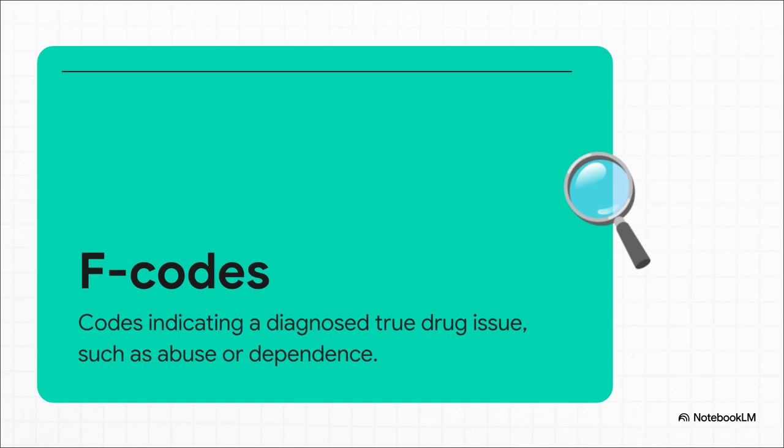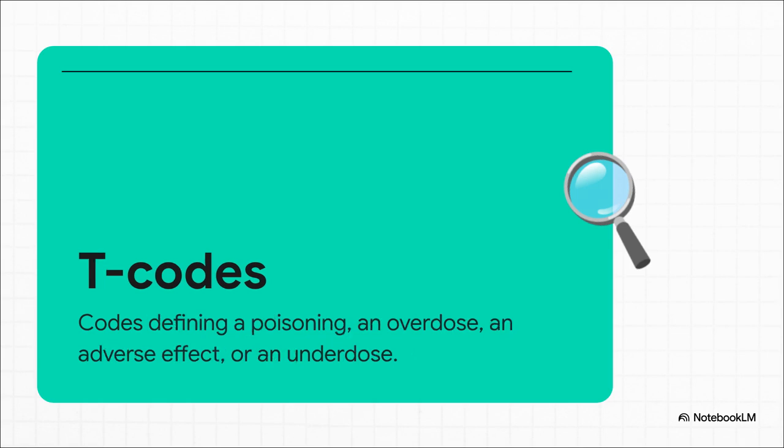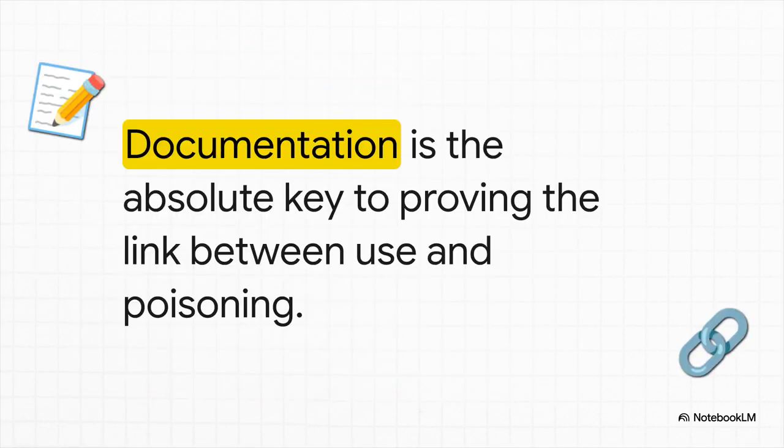Think of your F11 codes for opioid dependence, for example. Let's move on and see how this builds by layering in the T codes. So, unlike the behavioral patterns captured by F codes, T codes define the actual physical event of the poisoning itself. These are the ICD-10-CM codes you use to explicitly report an overdose, an adverse effect, an underdose, or just a straightforward clinical poisoning. They describe the acute harmful exposure, like a T40 code for an acute heroin overdose in that specific moment in time. But how do you know which to use, or if you even need both?